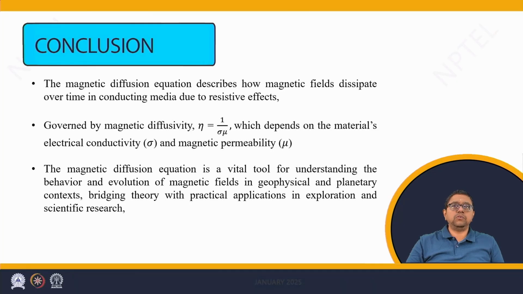Now, we also conclude that the magnetic diffusivity, that is eta equals 1 by sigma mu, depends on the material conductivity and magnetic permeability. So this is a material dominated effect. Various different materials will have a huge range for the value of the magnetic diffusivity. And this creates a whole different dynamics and time evolution of the diffusion process.